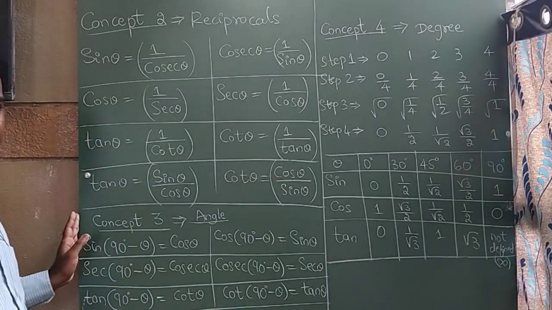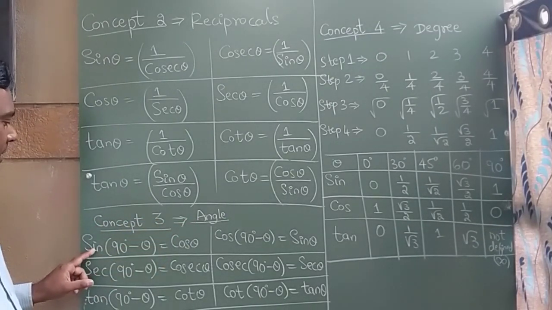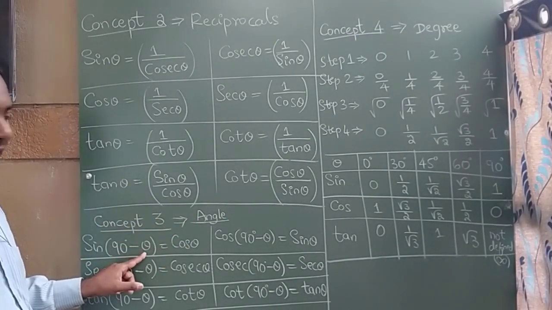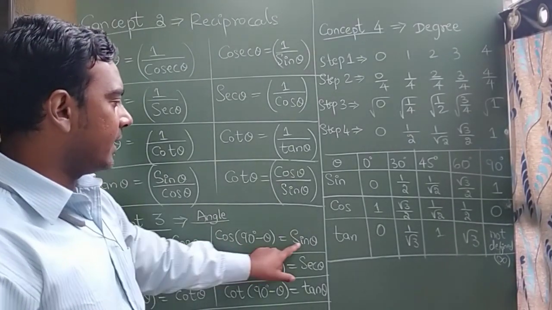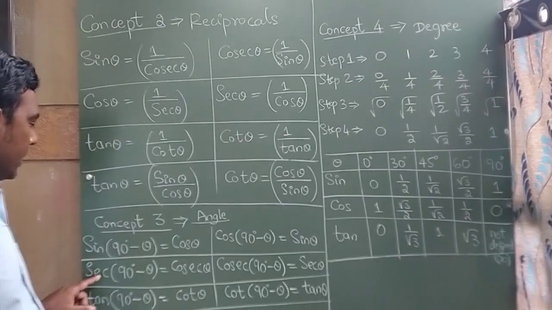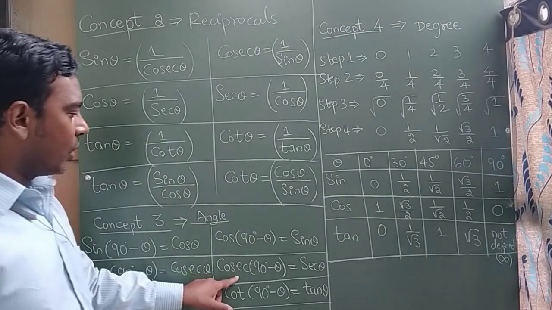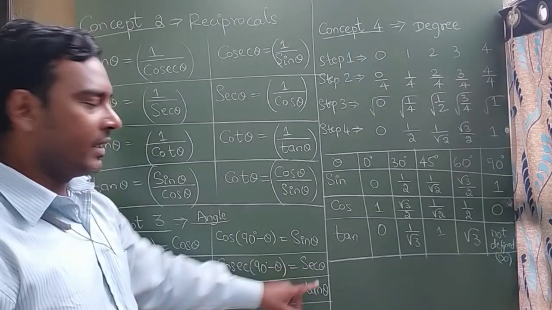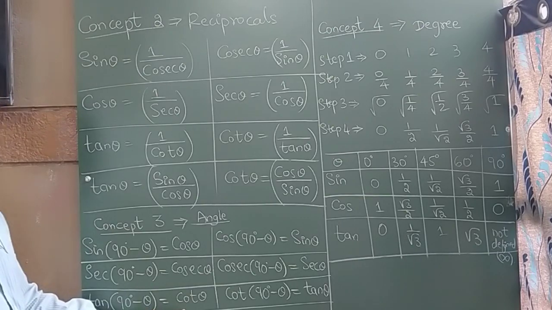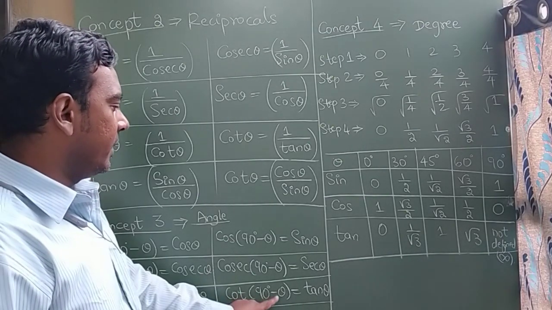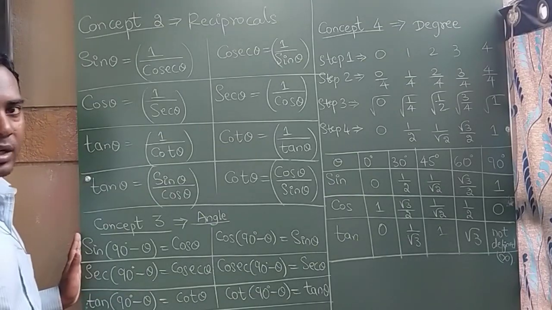Now concept number 3. Concept number 3 is complementary angles. Here sin of 90 degrees minus theta is cos theta. Cos of 90 degrees minus theta is sin theta. Fine. Secant of 90 degrees minus theta is cosec theta. Cosec of 90 degrees minus theta is sec theta. Tan of 90 degrees minus theta is cot theta. Cot of 90 degrees minus theta is tan theta. I hope you are understanding this concept.